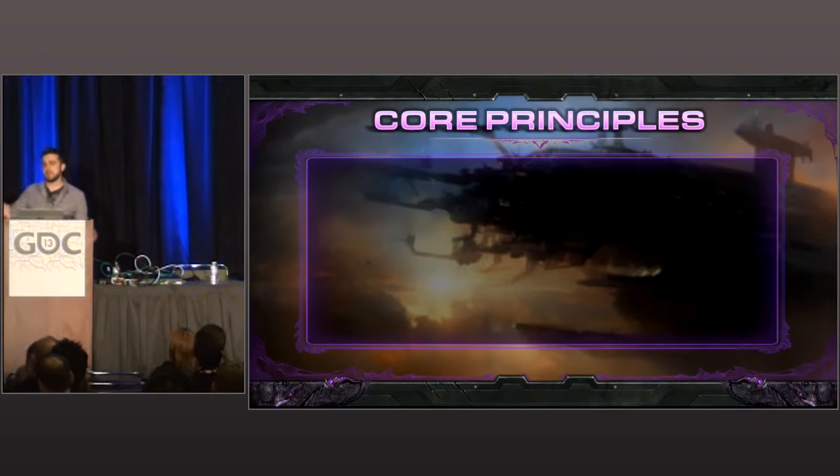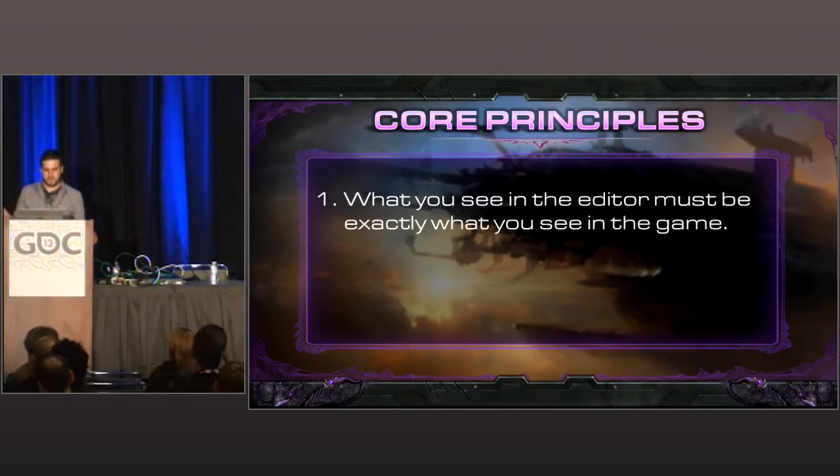And you're going to see them, and they're going to seem really obvious in hindsight, right? But they weren't necessarily obvious, and they were really helpful to keep us grounded and moving in the correct direction, and not make any decisions that might bite us in the ass later. So the first one here is: what you see in the editor must be exactly what you see in the game, right?